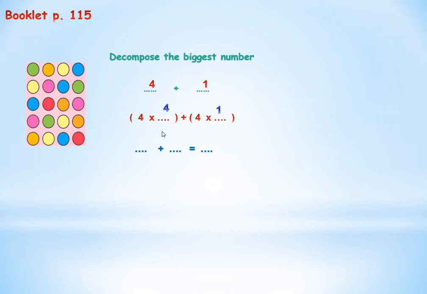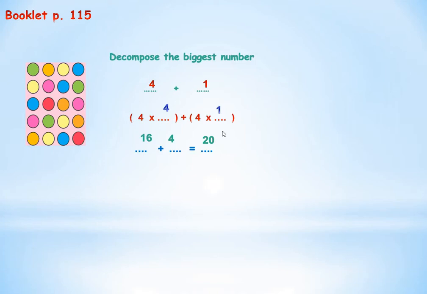To get this array, we will finish the first part. This part is 4 times 4. 4 times 4 is equal what? Excellent, it's equal 16. Second part, 4 times 1. 4 times 1 is equal what? It's equal 4. Then we will add 16 plus 4. 16 plus 4 is equal, excellent, it's equal 20.